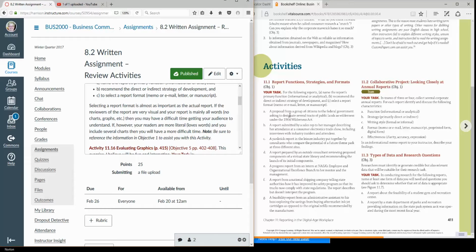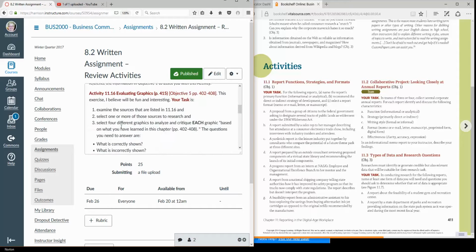So there's 1, 2, 3, 4, 5, 6, 7. All you have to do is tell me for each of these, whether it's informational, analytical, direct or indirect, and whether it's a memo, letter, or manuscript. Okay. The next one is 11.16.